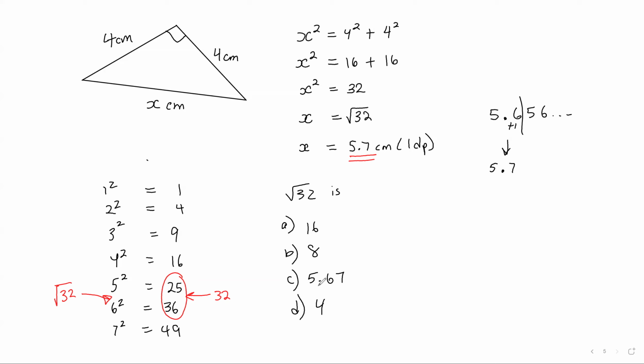Because these square numbers, so what you think about is where does 32 lie in terms of the square numbers? And when you figure out where it lies, you would be able to approximate what the square root is, which in this case is 5.67, because the square root of 32 would be somewhere between the square root of 25 and 36.